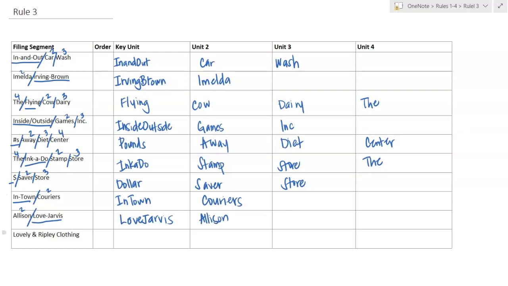Okay, finally we have Lovely and Ripley Clothing. This is a business name, so I'm indexing this as written. And then when I write it out, I'm going to write out the and symbol. So my key unit is Lovely. Unit 2 is the word and. Ripley is unit 3. And clothing is unit 4.